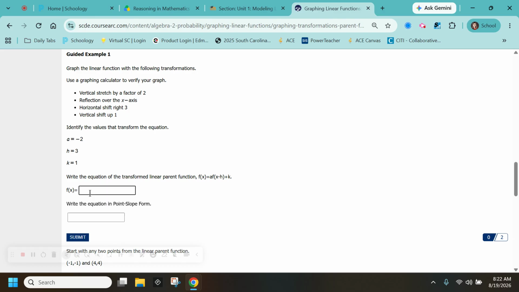So what that's going to look like is we have a value is -2, and then I'm going to put the parentheses, x minus, because remember there's a minus in this formula here, and then our h value is 3. And then our k value is +1.